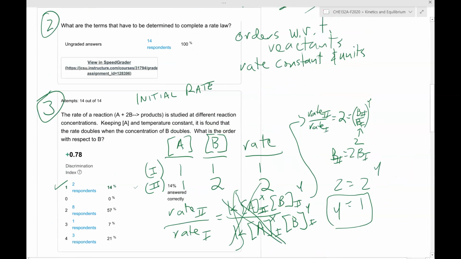So good quick summary there of a bunch of kinetic calculations. I hope that helps you as you prep for the forthcoming exam.